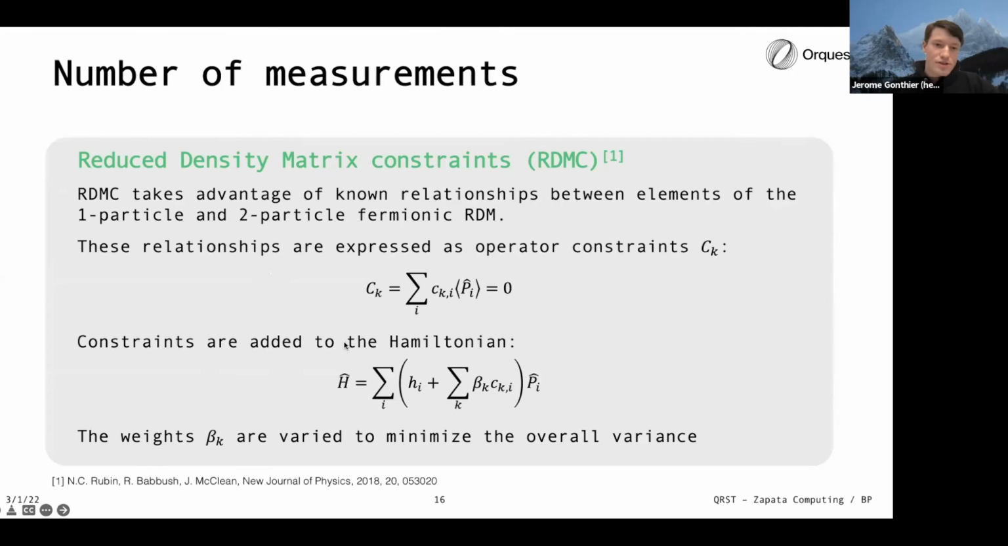They're not going to change the spectrum of the Hamiltonian because their sum is 0, but they can change the variance of the Hamiltonian. So we can optimize the coefficients beta here, the weight of these different expressions, to minimize the variance of the Hamiltonian and try to require a little less measurements.